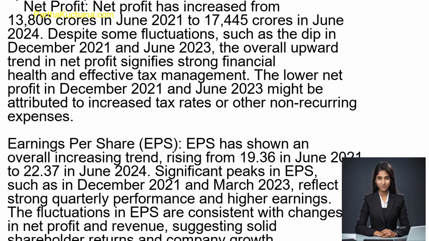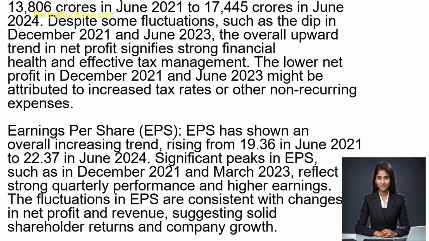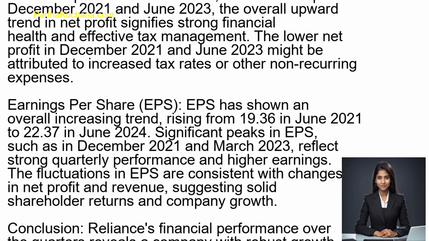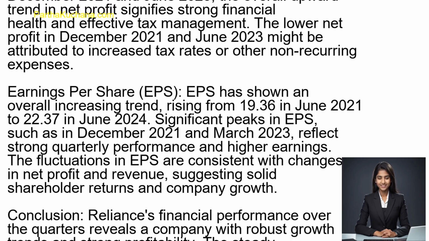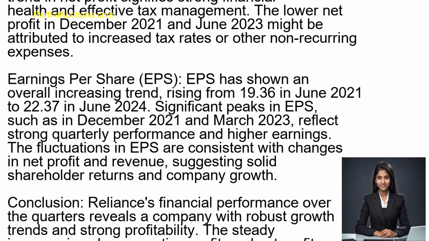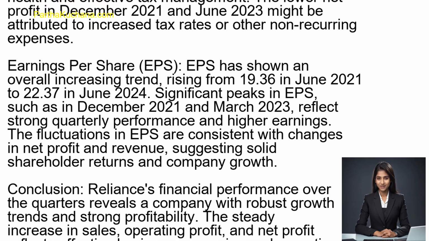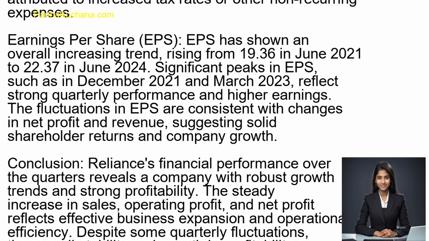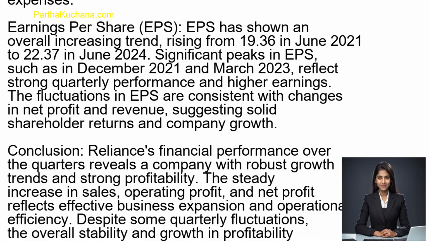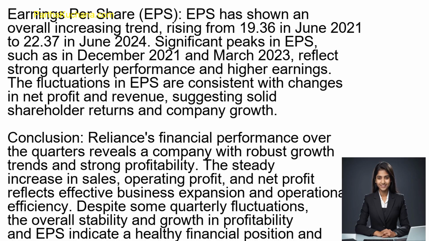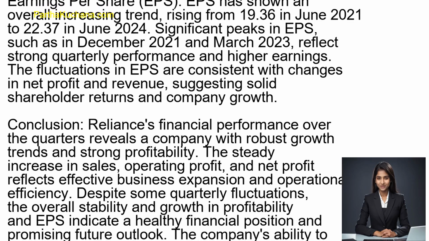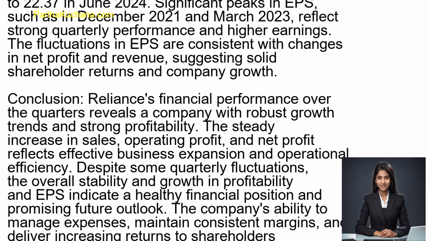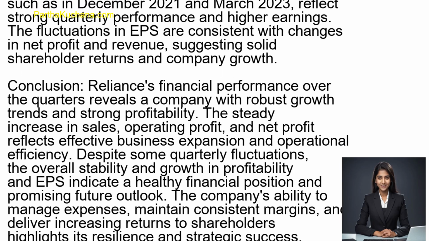Net profit. Net profit has increased from 13,806 crore rupees in June 2021 to 17,445 crore rupees in June 2024. Despite some fluctuations, such as the dip in December 2021 and June 2023, the overall upward trend in net profit signifies strong financial health and effective tax management. The lower net profit in December 2021 and June 2023 might be attributed to increased tax rates or other non-recurring expenses.